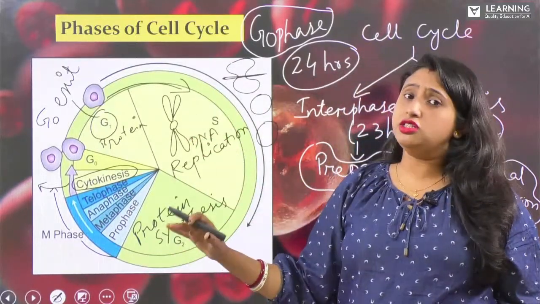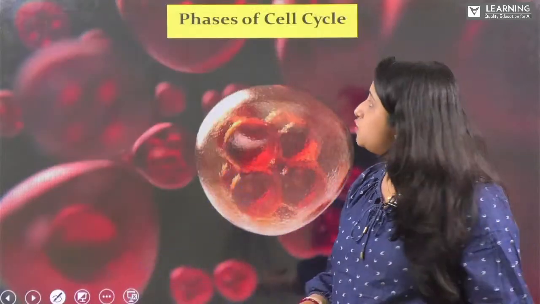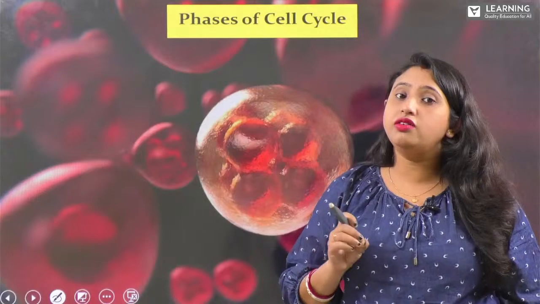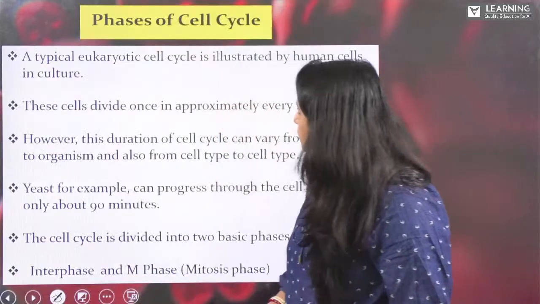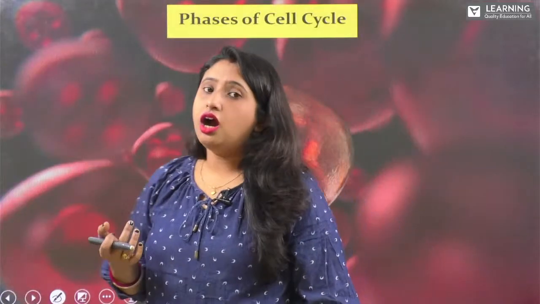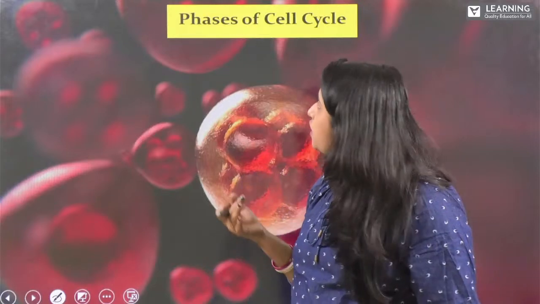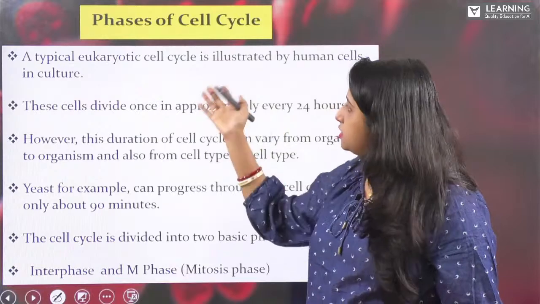So this is how the cell cycle takes place, and it takes how many hours? It takes 24 hours. I have already explained the various phases of the cell cycle.